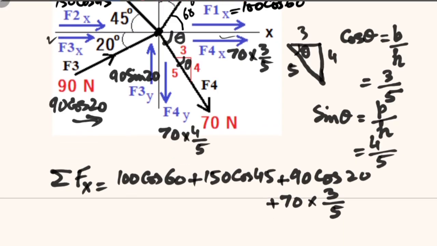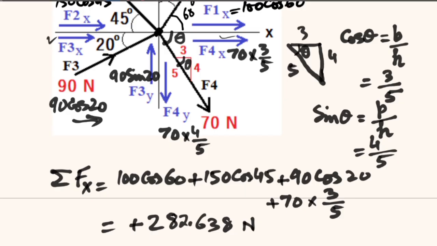Now when we calculate these values, simplify. So 100 cos 60 plus 150 cos 45 plus 90 cos 20 plus 70 into 3 by 5 with these proper signs. When we put these values in the calculator, we get this value as plus 282.638 Newton. So this way we have got the value of sigma fx.